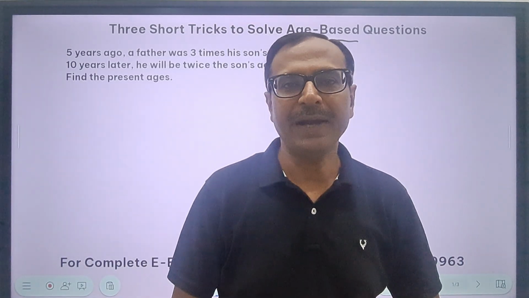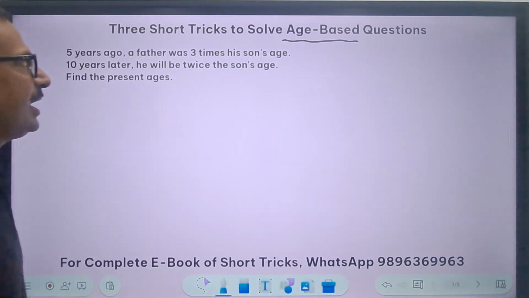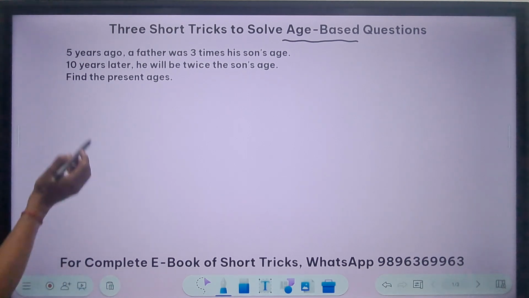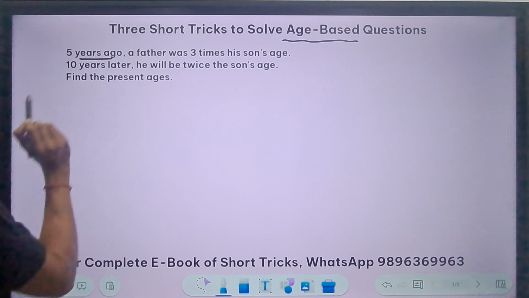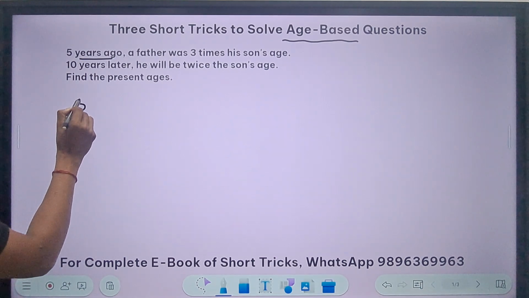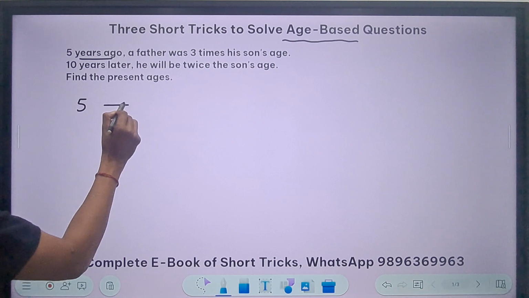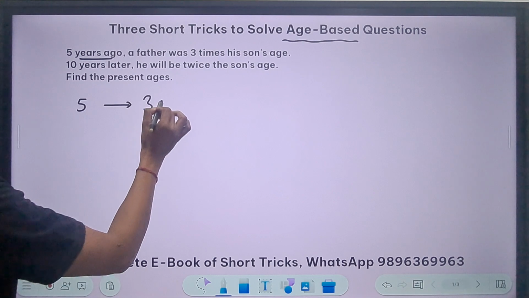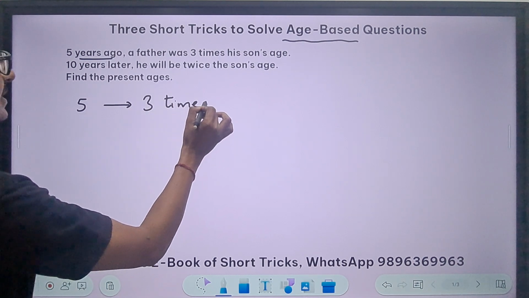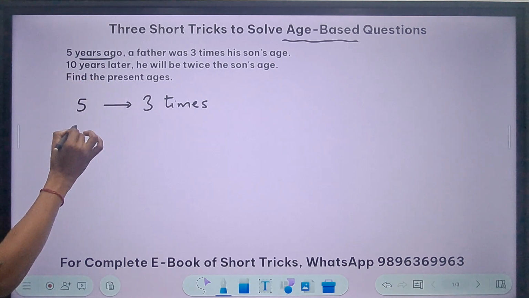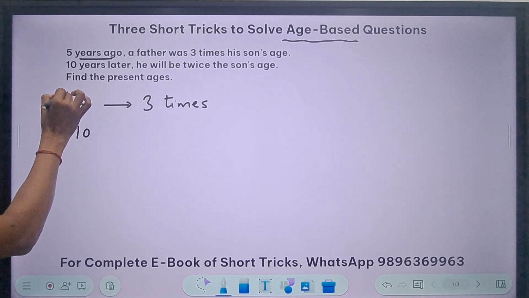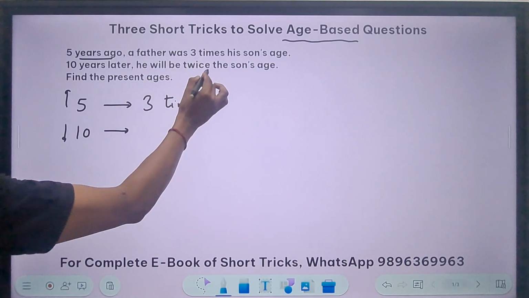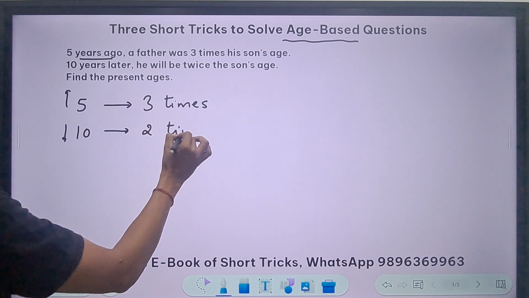Let's get on with the video and the first short trick. Here we have a question where there are two conditions which are given. The first one is 5 years ago. So I will just write the condition here, 5 years ago, right? So what happens 5 years ago? The father was 3 times, so I will just write 3 times, as old as the son. And 10 years later, so this is 5 years ago and this is 10 years later. What happens 10 years later? The father will be twice the son's age, so 2 times the son's age.